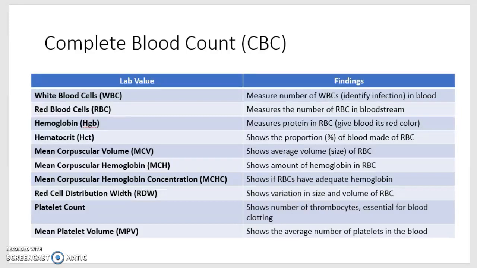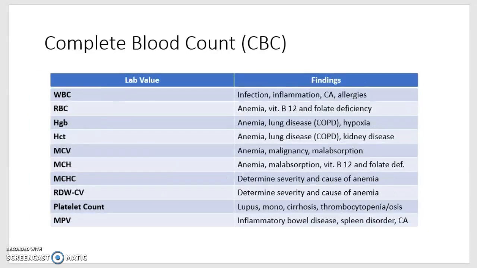Oftentimes, if we have a lot of really big red blood cells, those are those brand new ones that the bone marrow is kind of cranking out. Platelet count, this is talking about thrombocytes, and oftentimes this is most closely associated with blood clotting. And then when we look at the mean platelet volume, again, volume, think size. What is the average number of platelets in the blood volume itself?